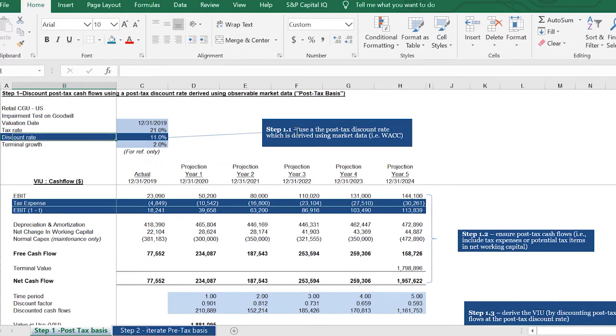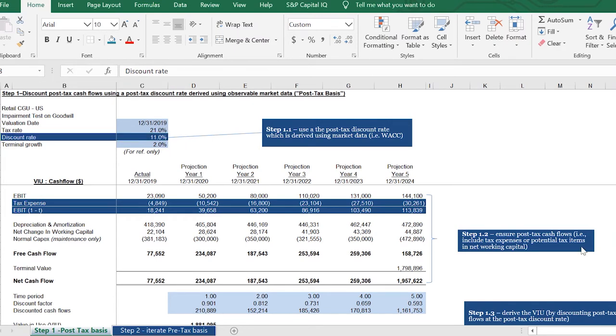Step 1.1, use a post-tax discount rate, which is derived using market data, which is your WACC. As mentioned before, market data is always influenced by taxes. So when you're deriving a WACC, it's not possible to derive a pre-tax discount rate. When you derive a WACC using market data, it's automatically a post-tax WACC or a post-tax discount rate. So now that we've settled that, your discount rate, which is your typical discount rate, is automatically a post-tax discount rate, so you don't have to do anything special for that.